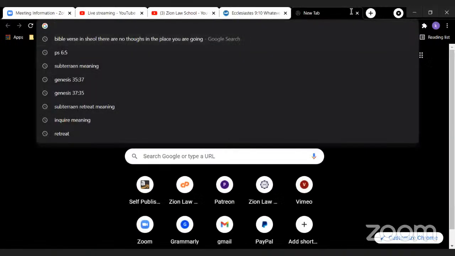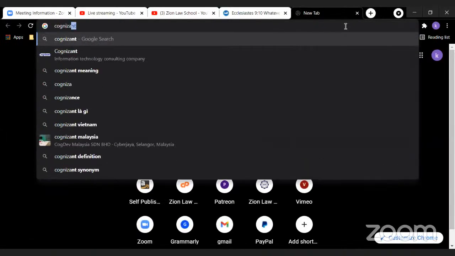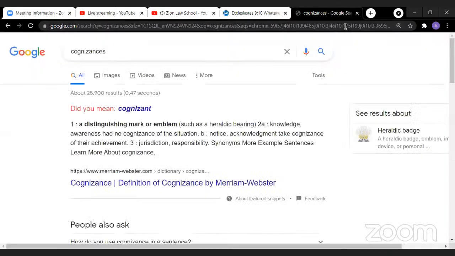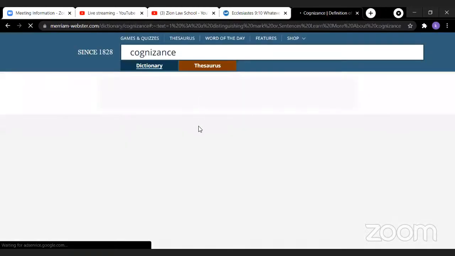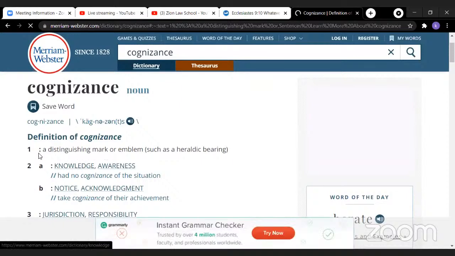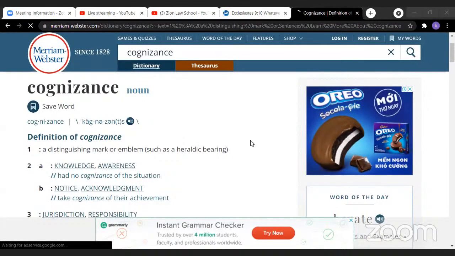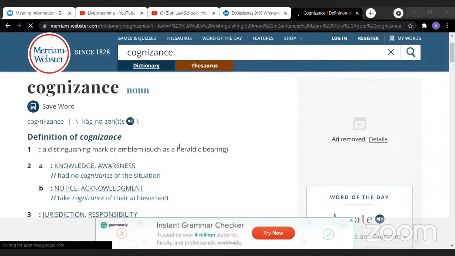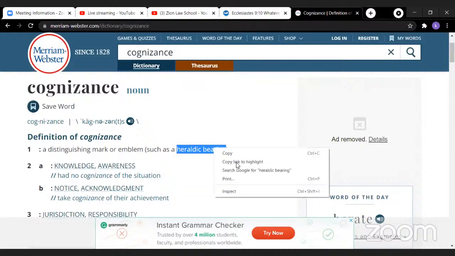So let's look up cognizance. So people who may not know what that means, we'll look it up. Cognizance. The mental state. Jedi, you want to present it? Definition of cognizance. A distinguishing mark or emblem, such as the heraldic bearings. Yeah, you know what? We're going to look at this. This is very interesting. This idea here, we're going to look at this, okay?